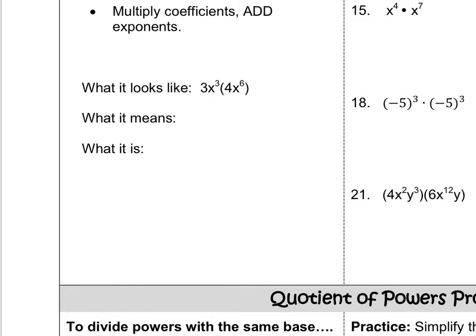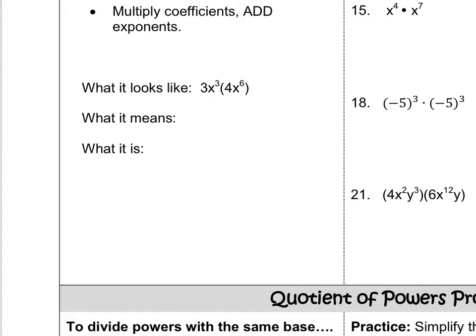Here I've got 3, that's just a coefficient, x to the third times 4, x to the sixth. So the 3 and the 4 are just my coefficients. There's nothing different about them. And then my bases, x to the third and x to the sixth, my base is alike. So I need to figure out how to deal with the exponents. So let's see what this really means.